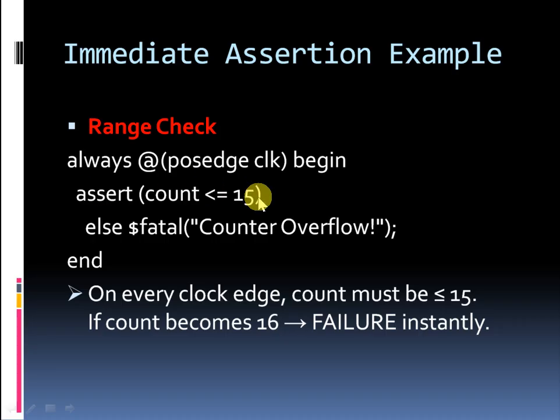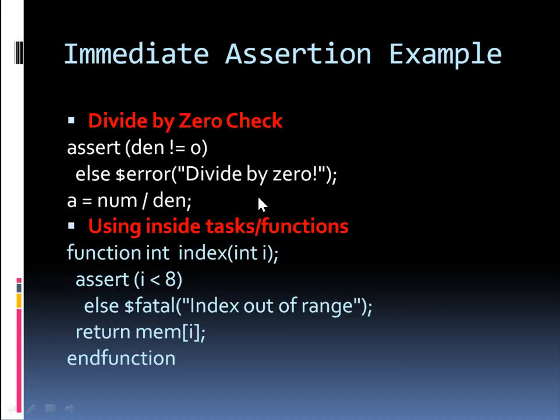Now let's see another example, divide by 0. Here you can see an assert condition is given. The expression is den not equal to 0, else error, divide by 0. If den is equal to 0, that means the assertion prints an error.